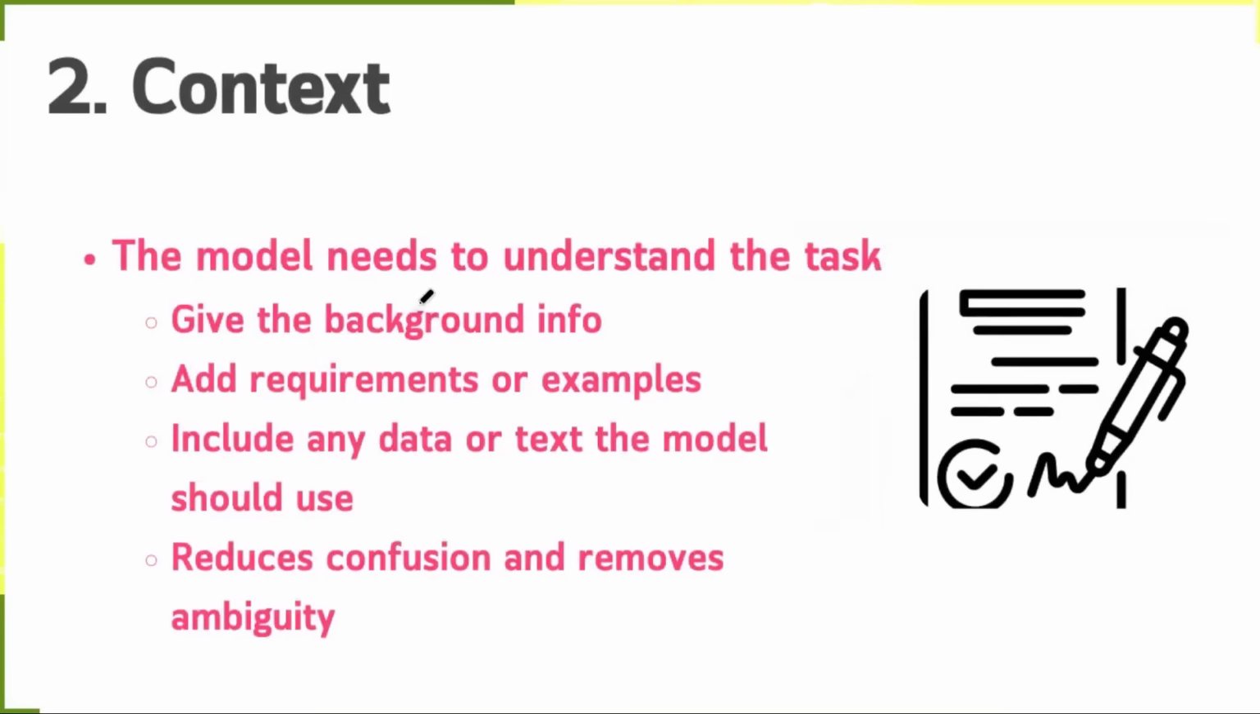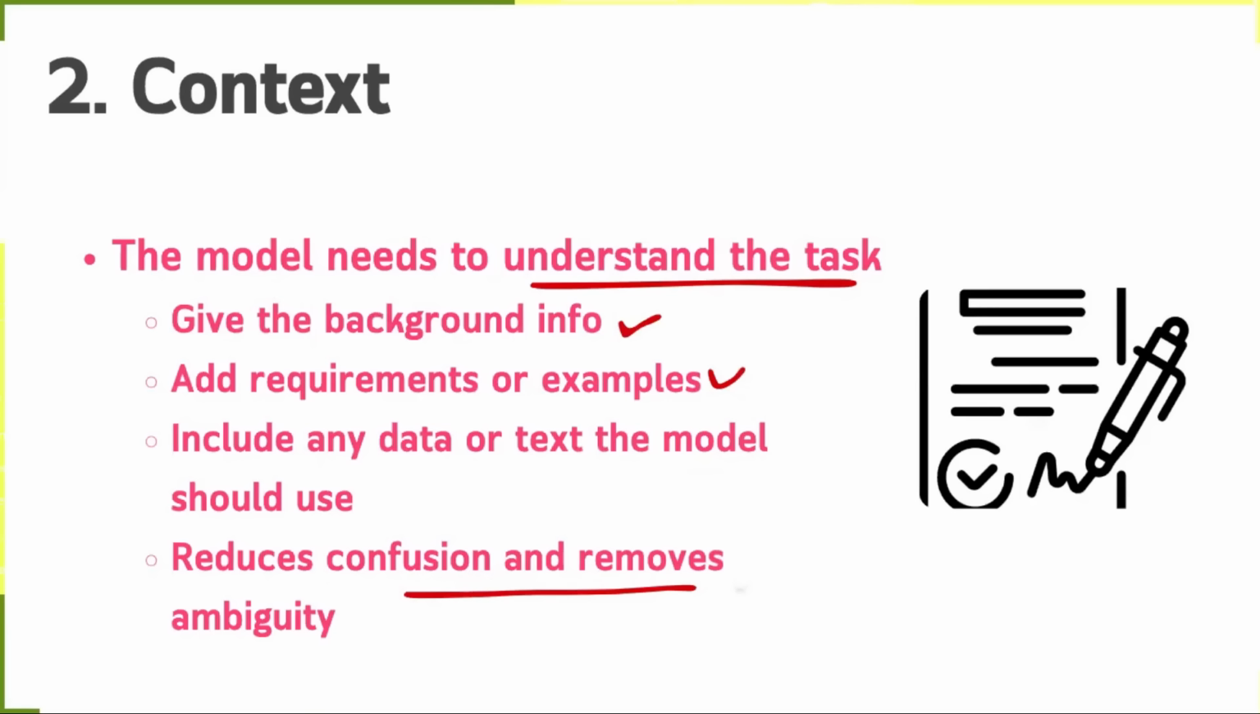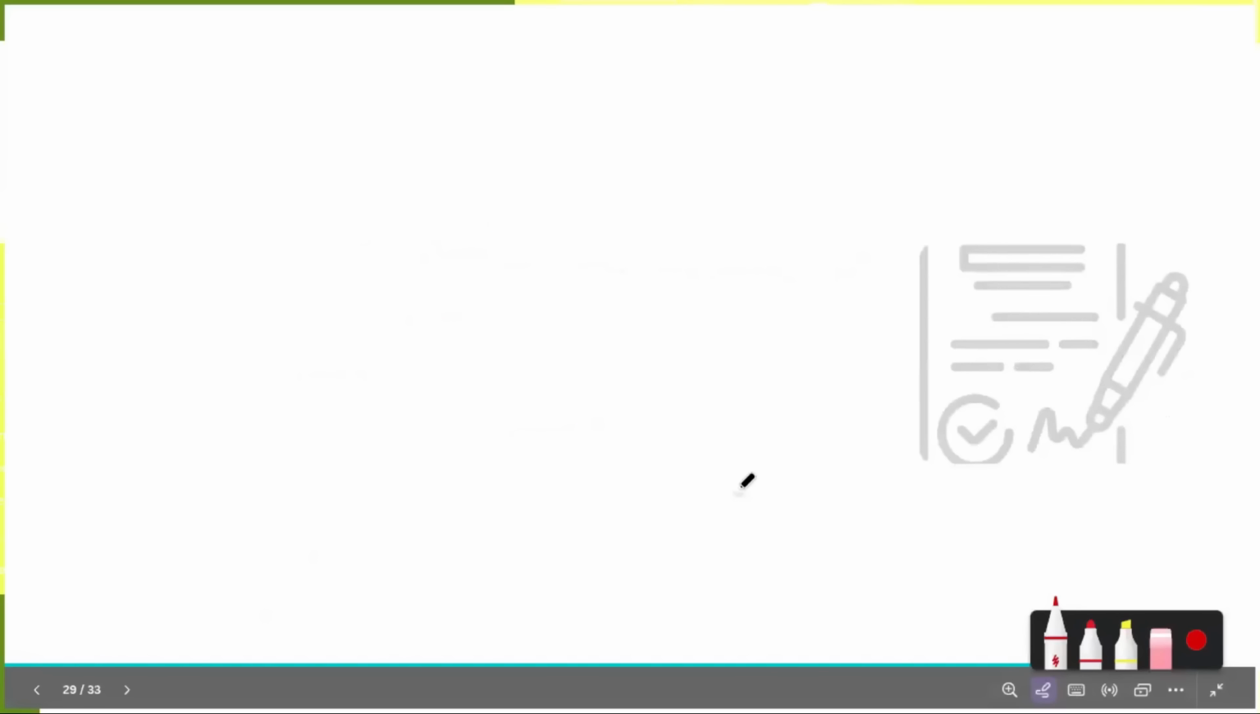The second is context. Context is everything the model needs to understand before it starts the task. This is where you give the background, the requirements, or any examples that guide the response. If there is specific data or text the model should work with, this is where you include it. Good context removes guesswork. It helps the model understand the situation, the purpose, and the limits of the task. When the context is clear, the answer becomes much more accurate and useful.